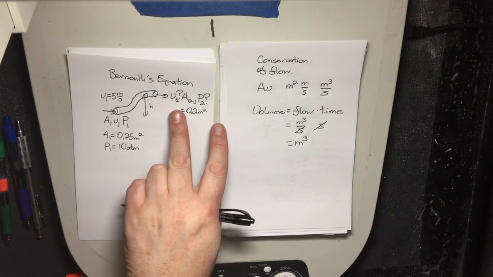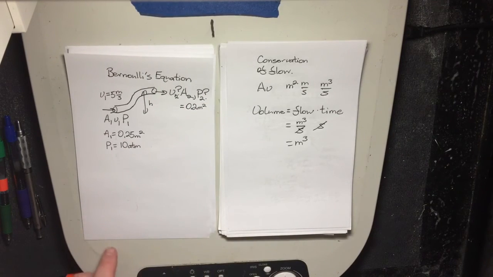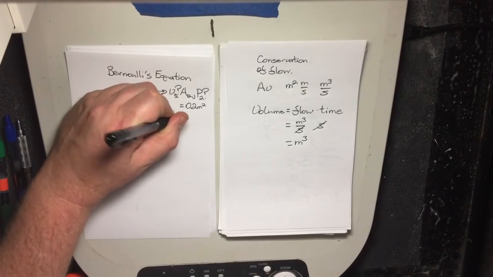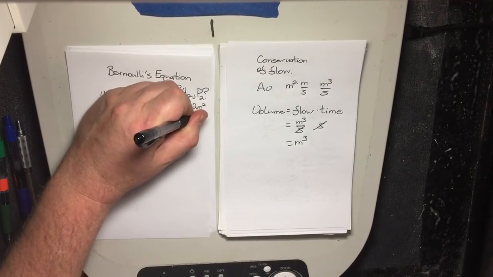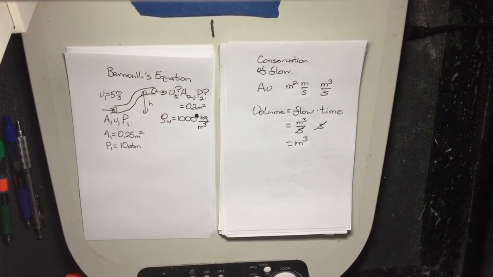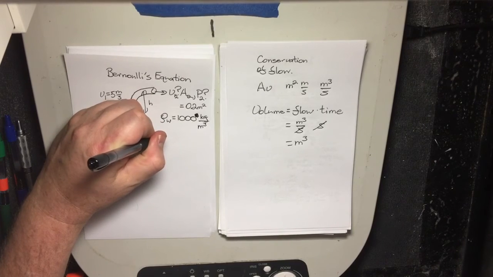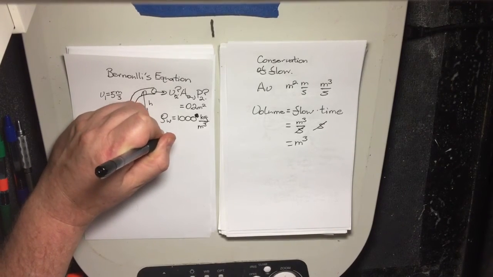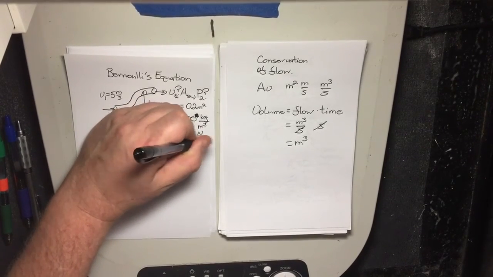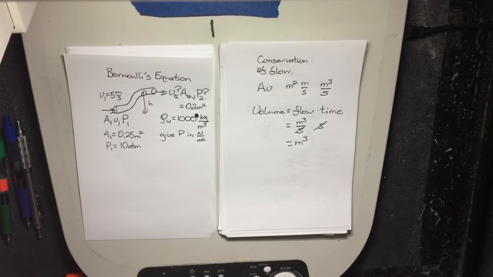In this problem, we're looking for the final velocity and the pressure. Now, some of the questions is, well, what's the fluid in the pipe? I'm going to say it's water. So that's 1,000 kilograms per cubic meter. And the last question is, well, what units do you want the pressure to be in? I'll say give P in newtons per square meter. So I want that final pressure in newtons per square meter.